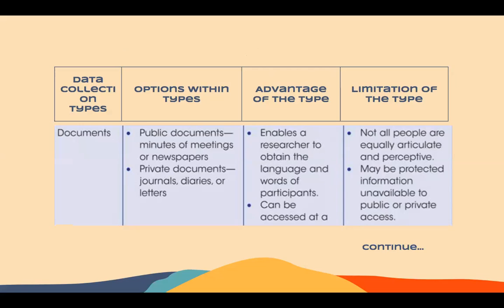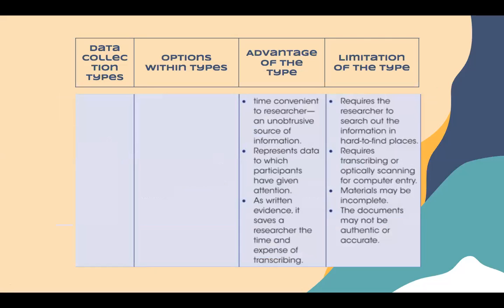And for the limitation of the type itself, the first one is not all people are equally articulate and perceptive. And the second one is that may be protected information unavailable to public or private access. The next one is document requires the researchers to search out the information in hard to find places, requires transcribing or optically scanning for computer entry. Materials may be incomplete, and the fourth one is the document may not be authentic or accurate.